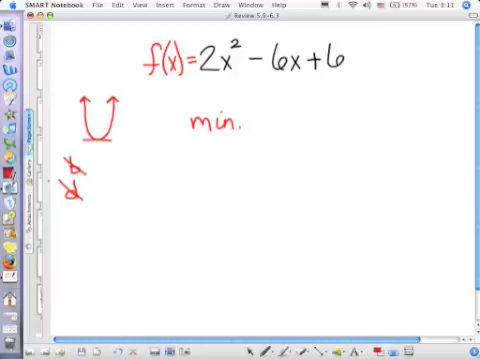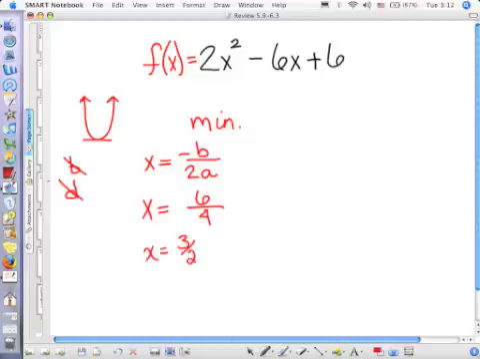Now to find that minimum value, we need to know the y coordinate of the vertex. You cannot find the y coordinate without the x coordinate. So first, we are going to find the x coordinate with this formula. B is -6, so -b is 6. A is 2, so 2 times 2 is 4. My x coordinate is 3/2.